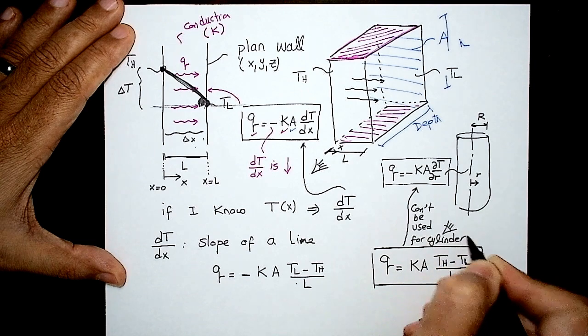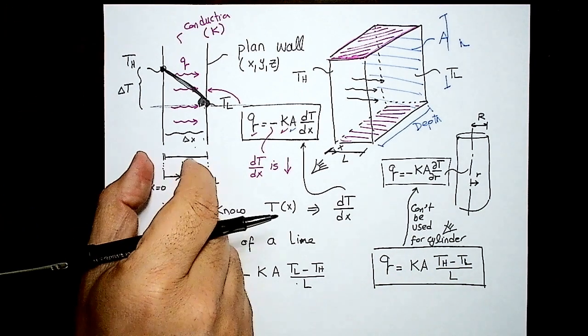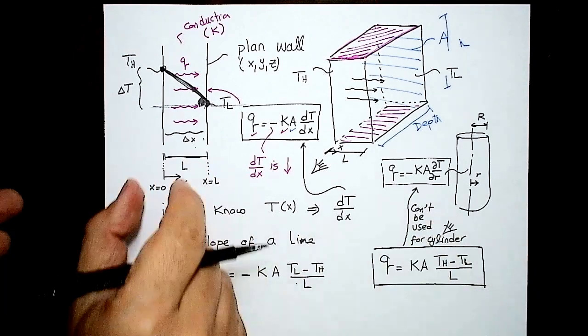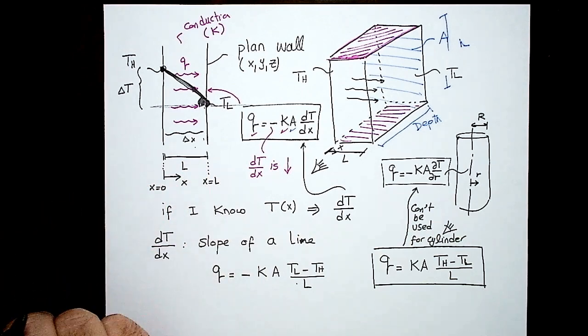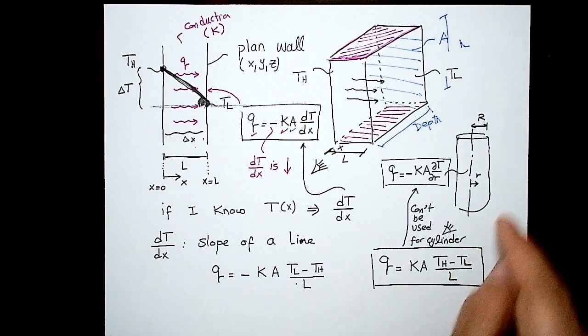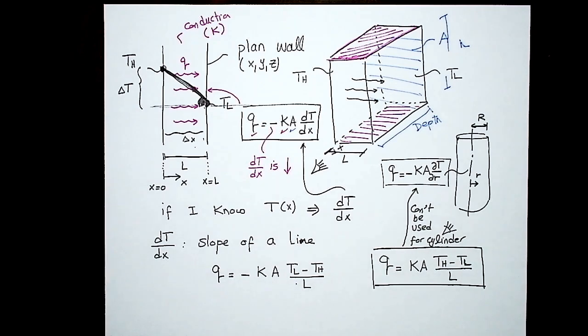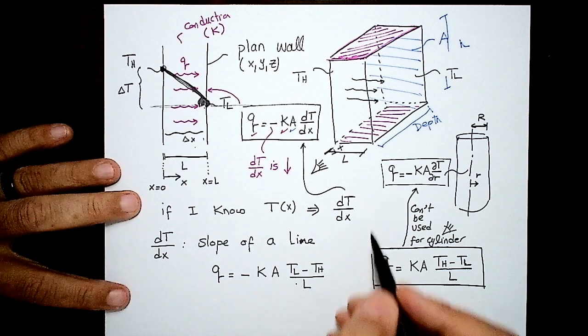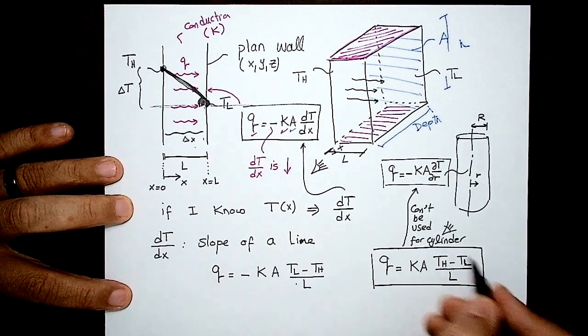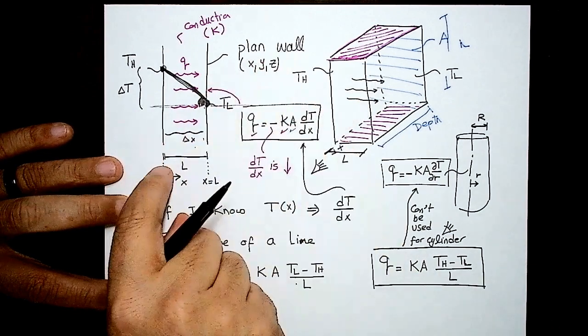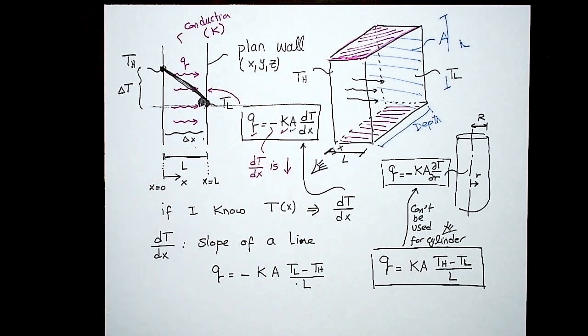So please be careful, because sometimes students get confused when they see the two-dimension problem. If I take the projection, it's going to look like this. This is a very rough assumption, and it's going to give you a lot of errors. So keep in mind that we cannot use this equation for cylinder. We're going to talk about this later on. It's a quick assumption, but it's highly uncertain, and it has a lot of error in it. So this is what I'm going to use if I know the temperature distribution as a function of X, or I'm going to use this equation for plane wall conduction heat transfer. Okay.